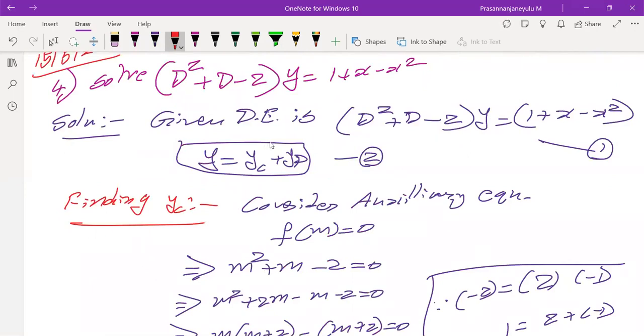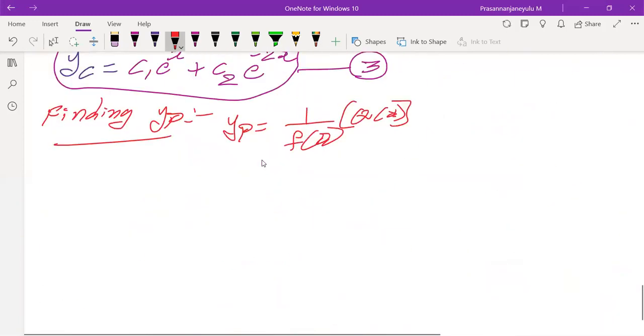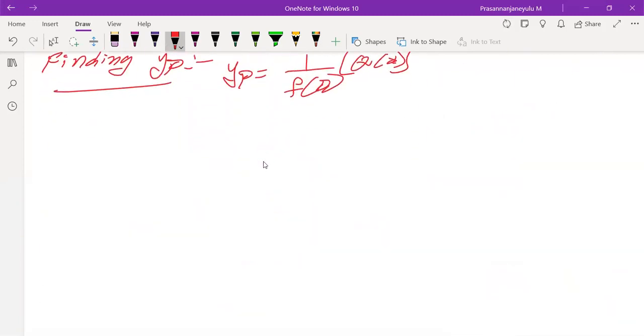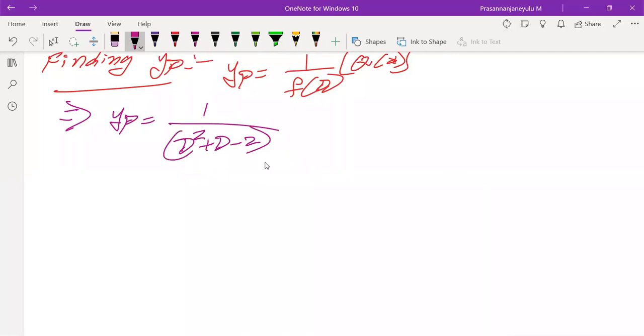Then how can we write this? You take it as a polynomial only. Don't write it in any other manner. Okay, going to take it like that only. Now yp is equal to 1 by (D square plus D minus 2) of Q of x, where Q of x is 1 plus x minus x square.